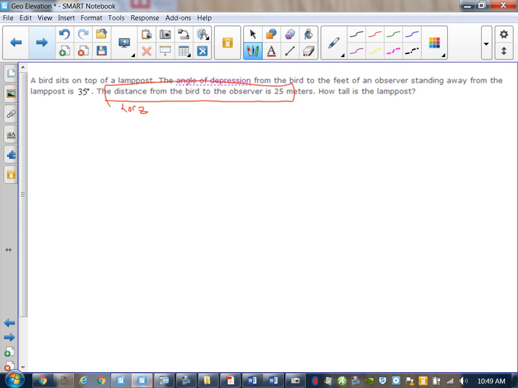So, bird on a lamppost. The angle of depression from the bird to the foot of the observer standing away is 35 degrees. That person's 25 meters away. How tall is said lamppost? Well, what do you need to draw? The lamppost with the bird on it. Put the bird on it. It's going to be awful.